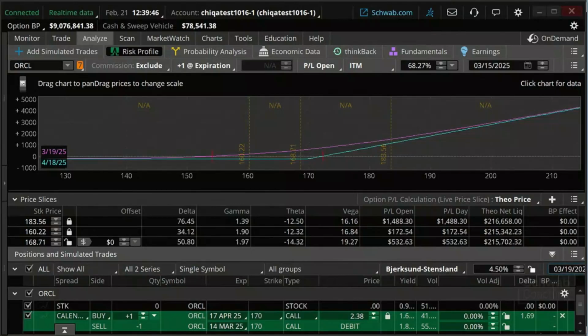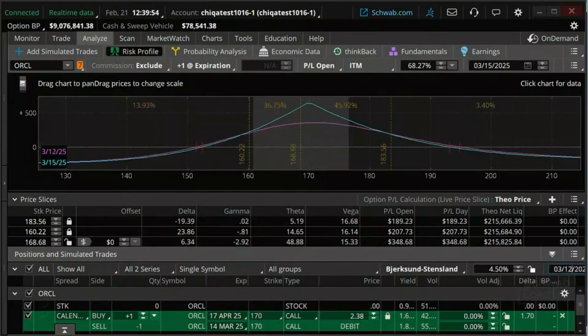What just happened? Oh, I went past expiration. That would explain why that isn't looking right. Now, look, you see it's gotten closer. That purple line's even gotten closer. So that's the time decay element there.